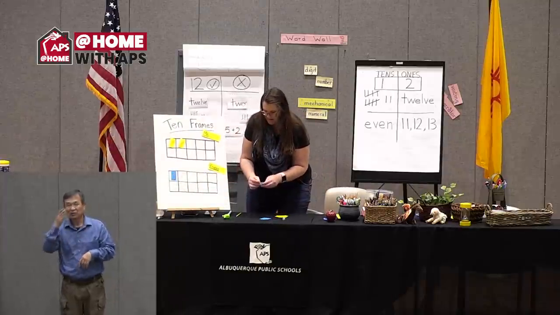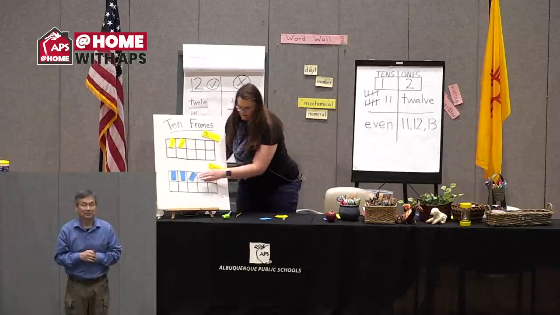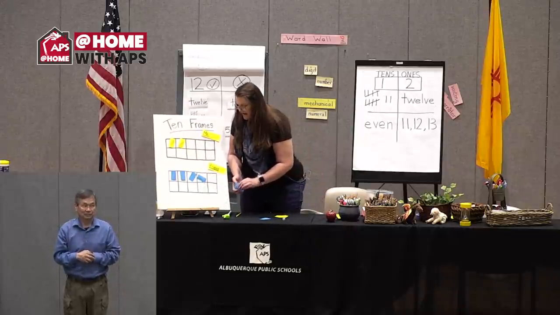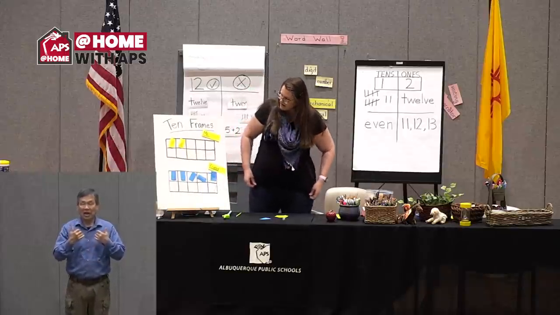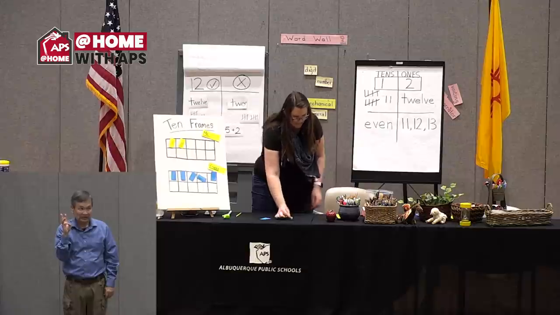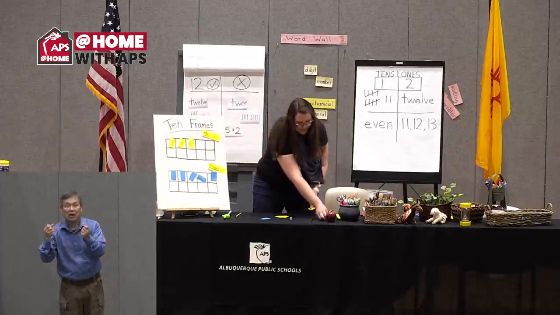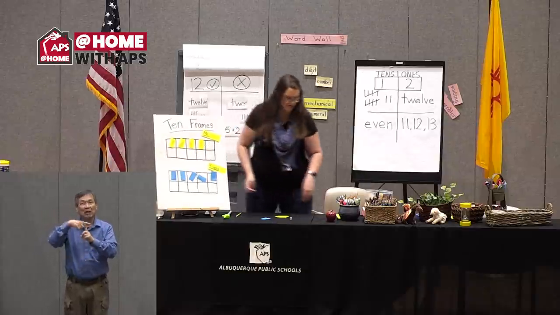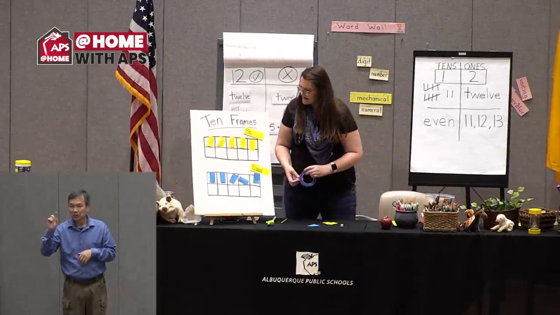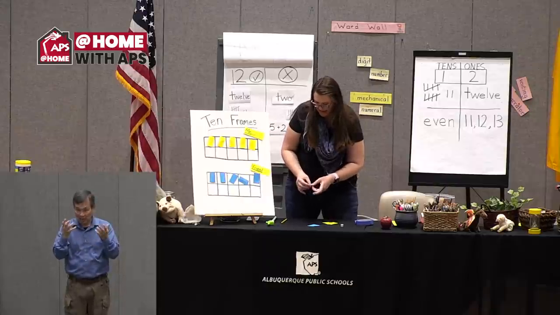1, 2. Four, and 5. So now it's my turn again, and I'm trying to fill my 10 frame. If I could roll a number that would help me fill up this row, I'd be really excited. I rolled a 6, friends. Wow, that's a lot. So far I have 2. If I add 6 more, what will I have altogether? 2 plus 6. What number will that be? I could start at 6 and count on 2 more. 6, 7, 8. Which means how many more do I need in order to win the game?